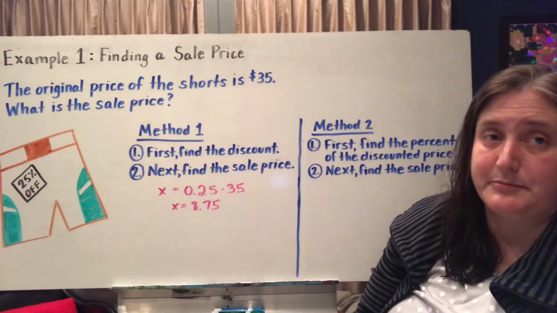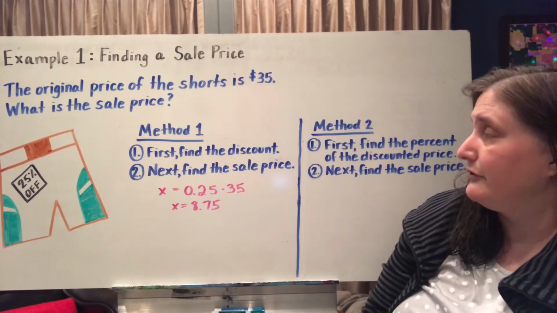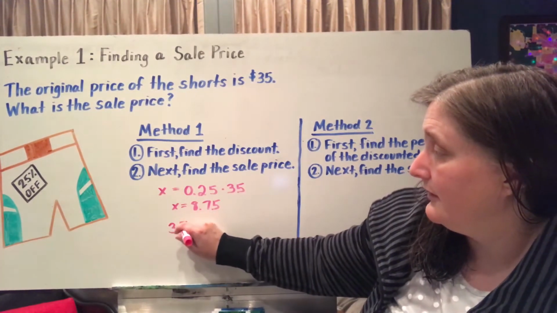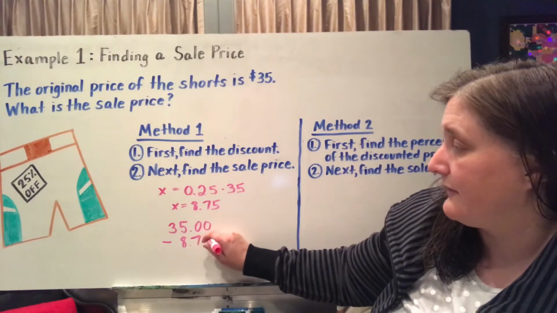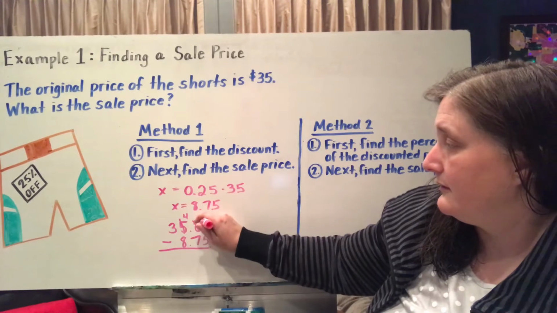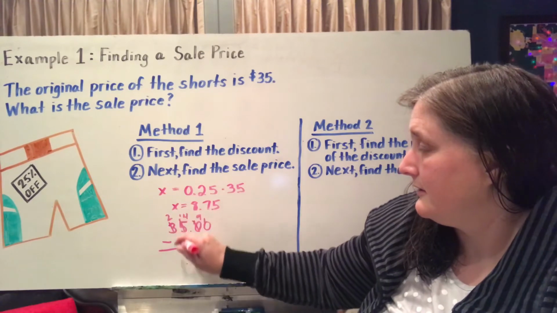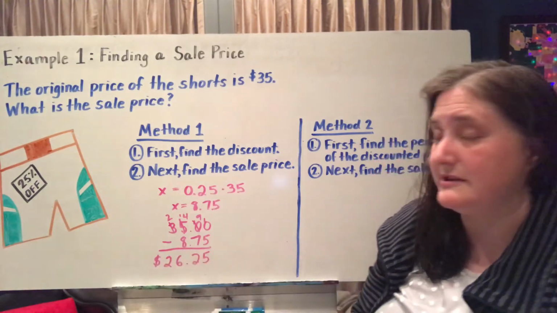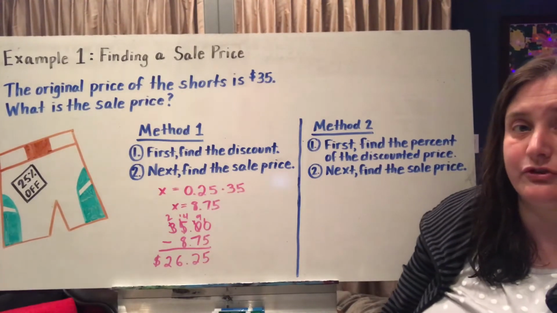So since I'm getting a 25% discount, I'm basically getting $8.75 off the original price. So the next thing I have to do is actually find the sale price. So it was $35. I'm going to subtract the $8.75 so I can find the actual price that I'm going to pay for these shorts. So I have to do some borrowing here. And I get $26.25. So that's the first method that I can use in order to find the cost of the shorts.